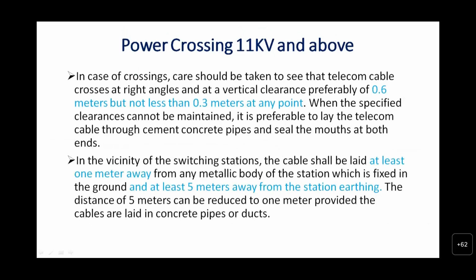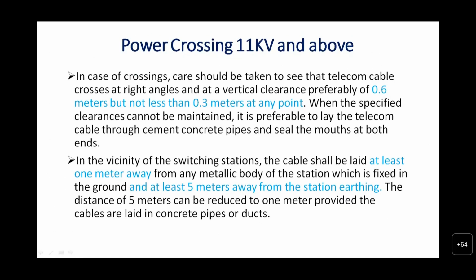In case of crossing, care should be taken to see that the telecom cable crosses at a right angle and at a vertical clearance, preferably 0.6 meters, but not less than 0.3 meters at any given point. When the specific clearance cannot be maintained, it is preferable to lay the telecom cable through cement concrete pipes and seal the mouth of both ends.